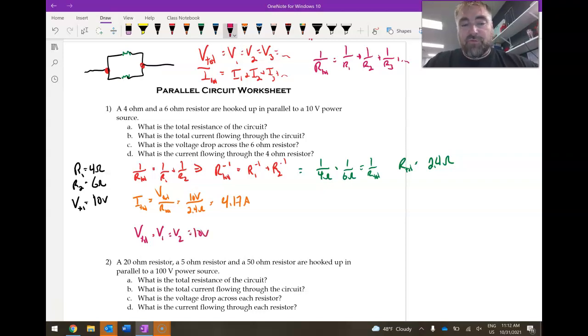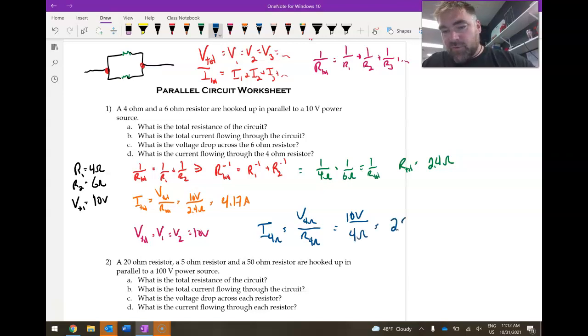And if they want to know the current flowing through the 4 ohm resistor, I'll put this one in blue. So there's my blue. So I of the 4 ohm, I'm going to have to use the voltage across the 4 ohm divided by the resistance of the 4 ohm. And this is where it's really, really crucial: make sure you have the same subscripts. Now, because the voltage is all the same, that's easy. So that's 10 volts, and my resistance of the 4 ohm resistor is, in fact, 4 ohms. So that'll give me 2.5 amps.